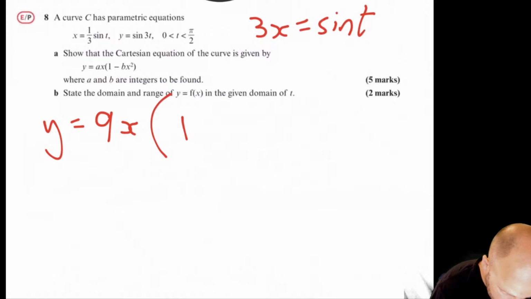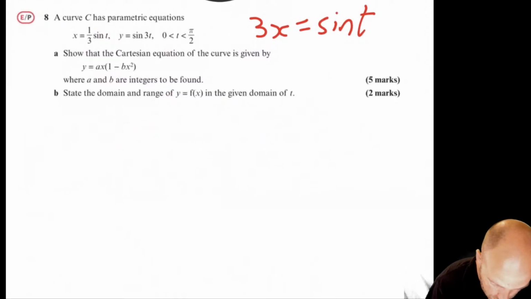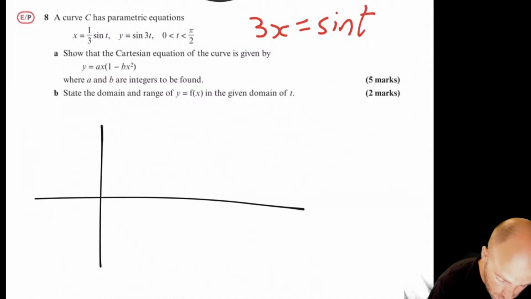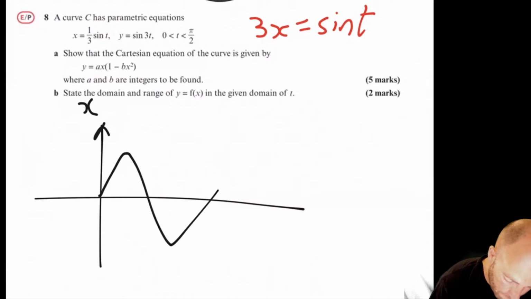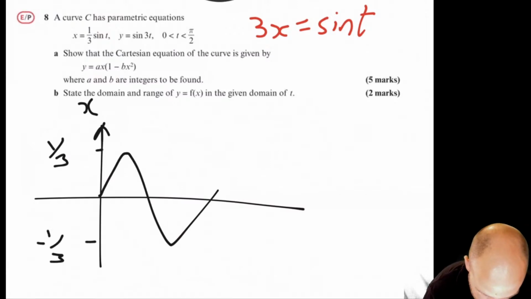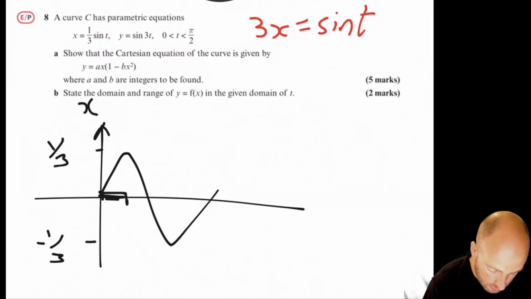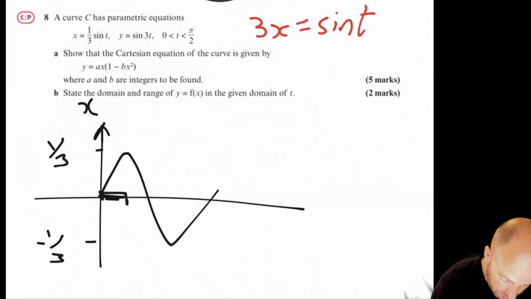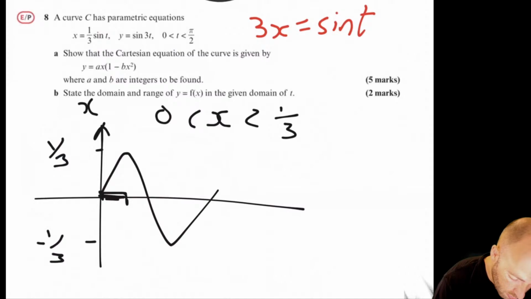So t is between 0 and pi by 2. If we sketch sine, it's nice and easy for the first one. So it goes up to a third and down to minus a third. And we're talking 0 to pi by 2, so we're just really looking at this range here. So we know x is more than 0 and less than 1/3.